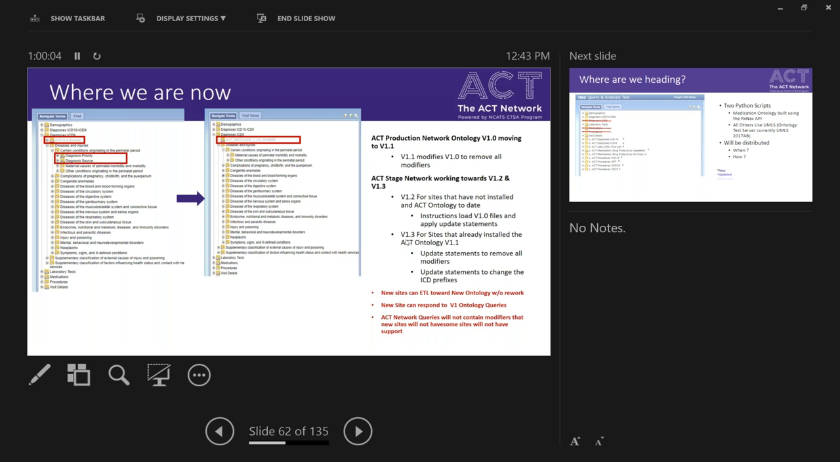And that's, again, why I want you to make sure you have two sets of ontology tables.